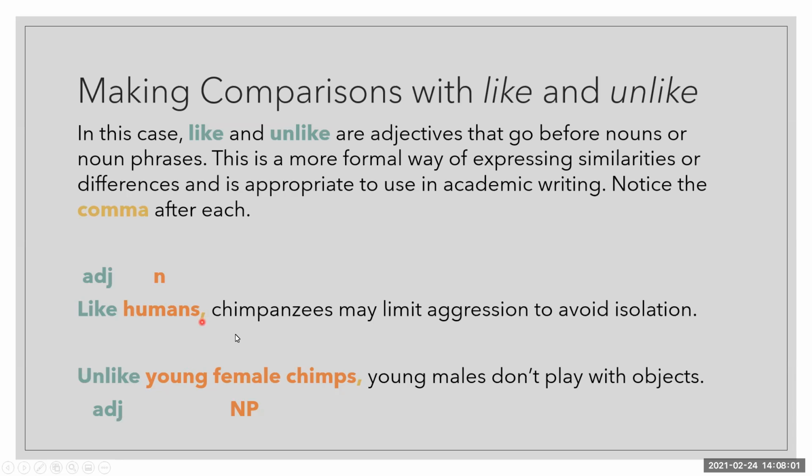Both of these are then followed by a comma and a sentence that begins with the subject that is being compared in the phrase. So here we begin with chimpanzees. These are being compared to humans. And following the comma, we have young males. And it's assumed that those are chimps because you're comparing them to the young female chimps here.